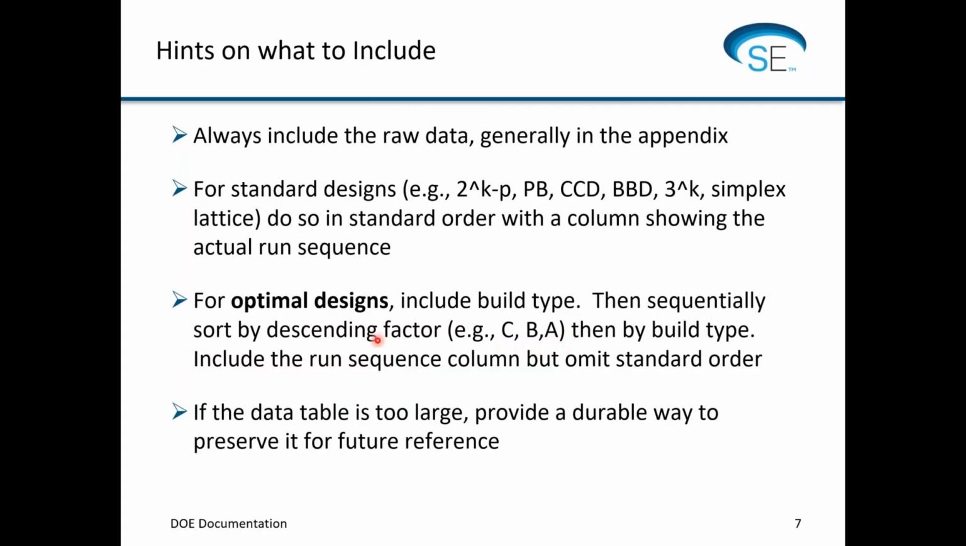So let me just briefly say that what we want to do is add a column called build type, and then we're going to sequentially sort in descending factors. So we'll sort on the highest letter. So factor C, then B, then A.